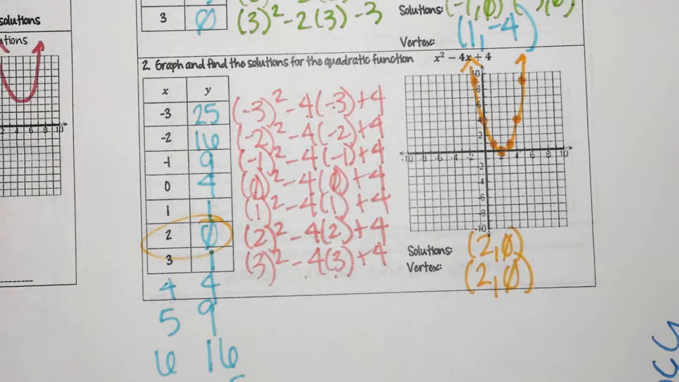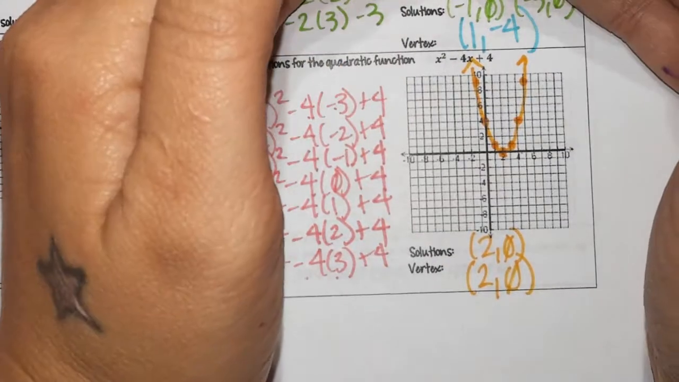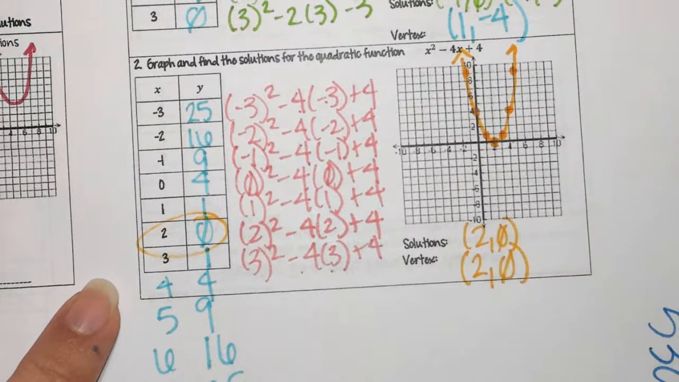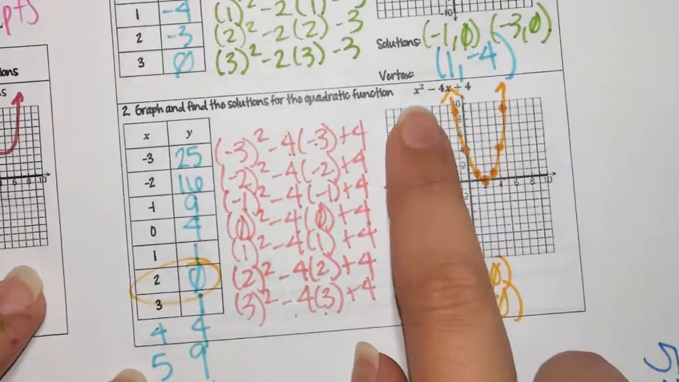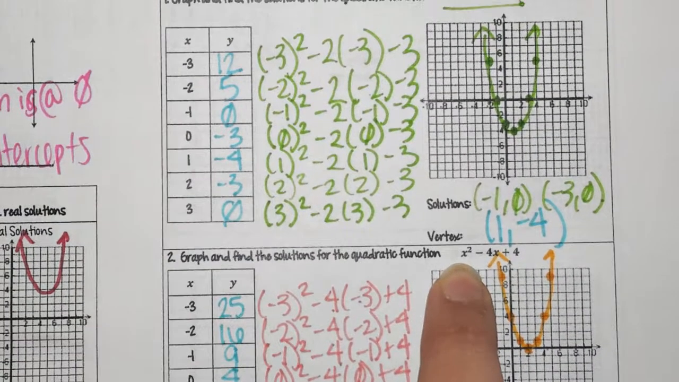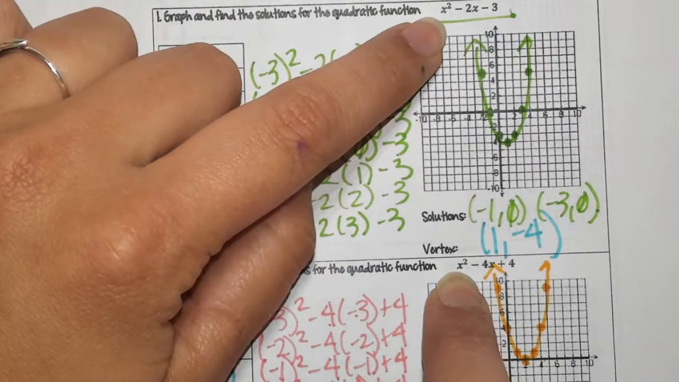Now, what do you notice about the parabolas? We're not done, guys. Do they open up or down? They open up. So is it a minimum or maximum? Minimum. Now, what do you notice about the equation? Is x squared positive or negative? Positive. X squared is positive.